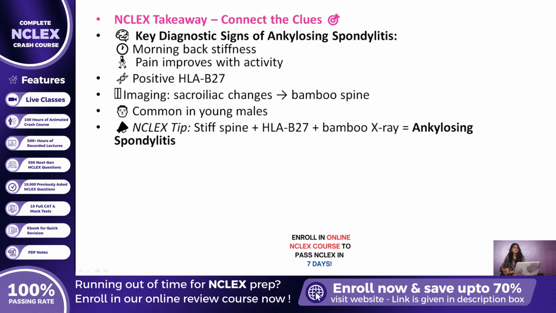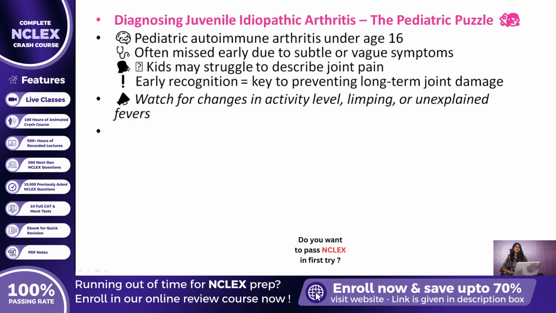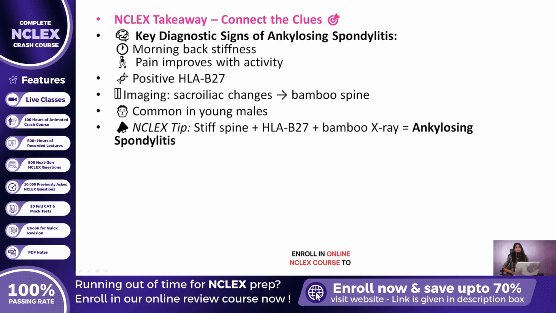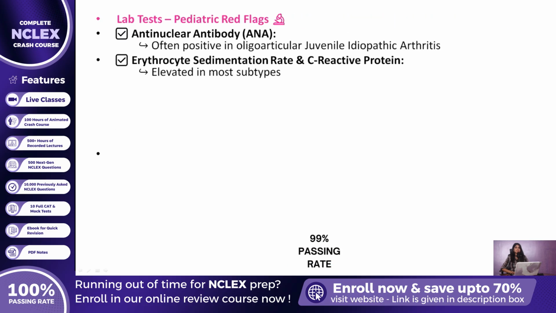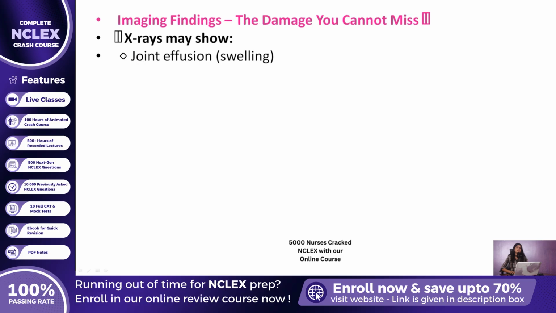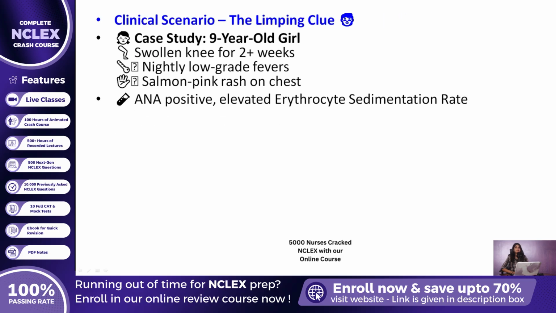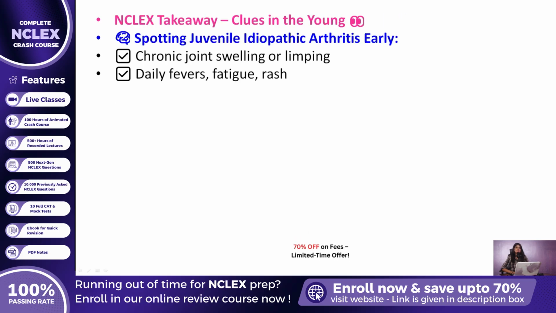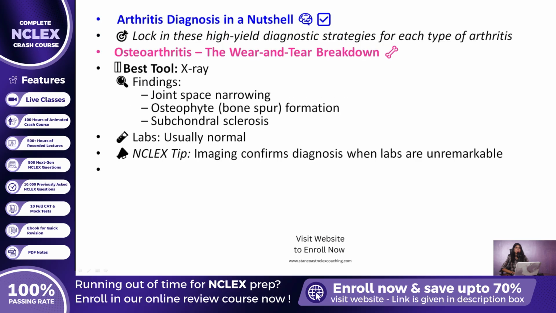Let us bring it all together with a high-yield NCLEX summary, because this is where all the key points finally lock in. When it comes to osteoarthritis, remember that X-rays are your most valuable tool. They help you identify structural joint changes such as joint space narrowing, bone spurs, and subchondral sclerosis. For rheumatoid arthritis, focus on rheumatoid factor, anticyclic citrullinated peptide antibodies, and inflammatory markers like erythrocyte sedimentation rate and C-reactive protein.